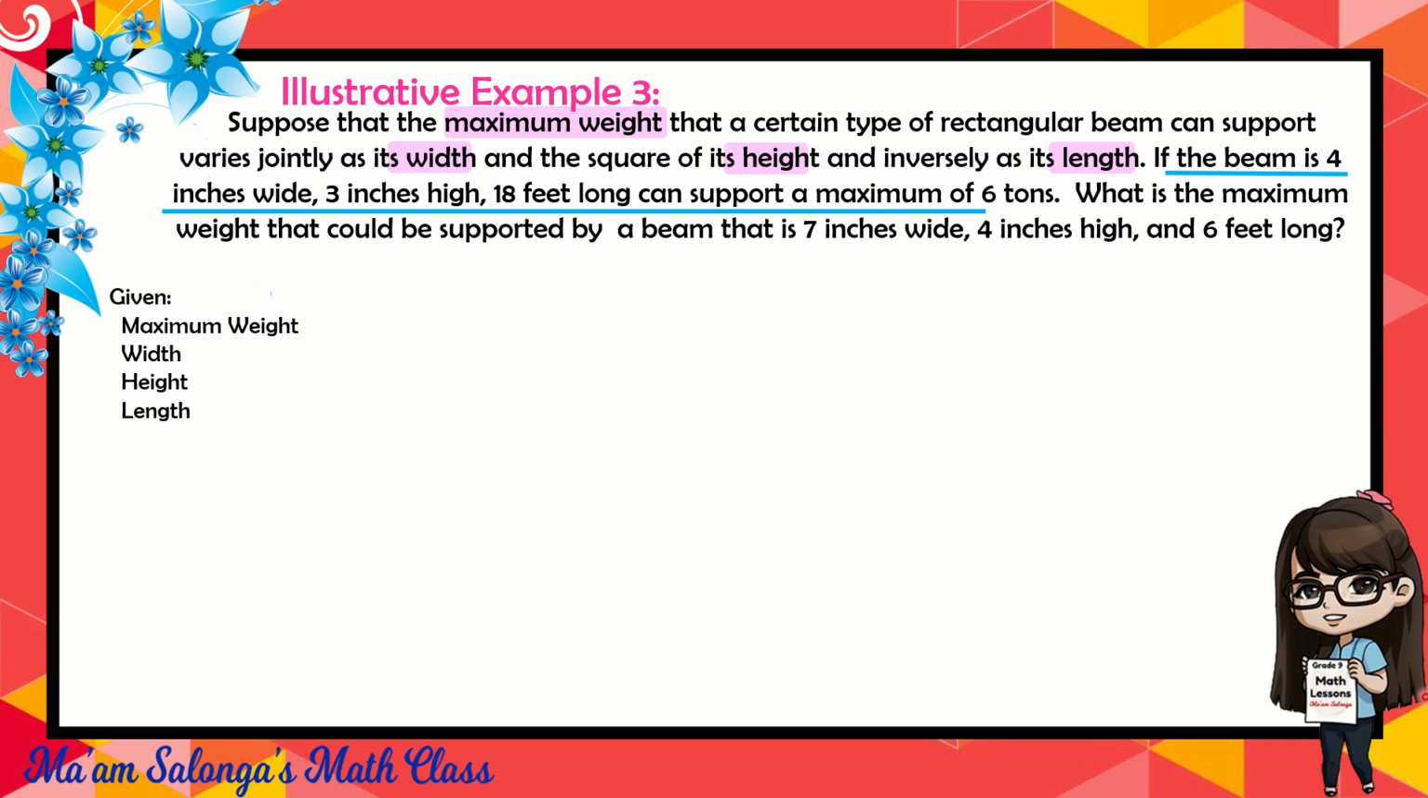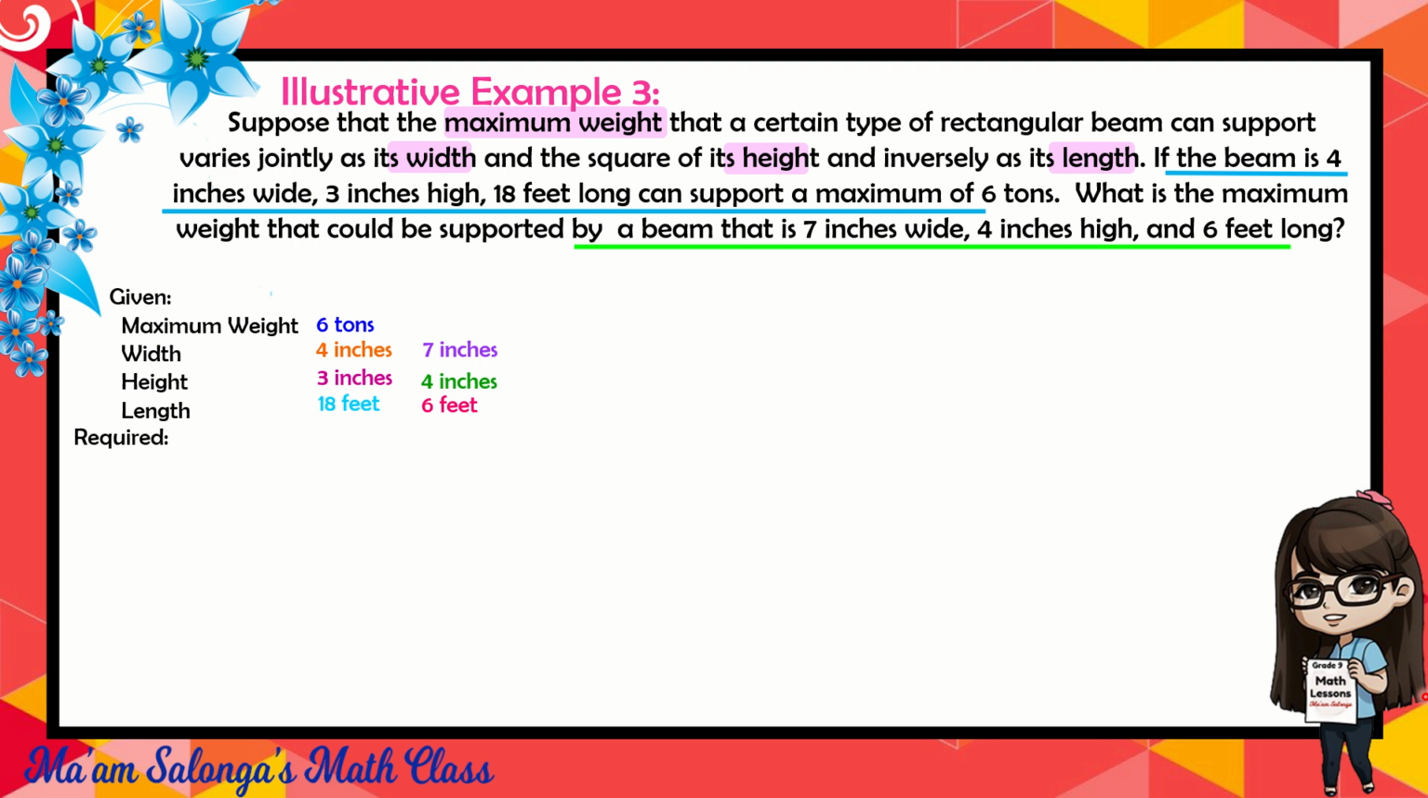If a beam is 4 inches wide, 3 inches high, and 18 feet long, it can support a maximum of 6 tons. What is the maximum weight that could be supported by a beam that is 7 inches wide, 4 inches high, and 6 feet long? So the unknown is the maximum weight of a rectangular beam.